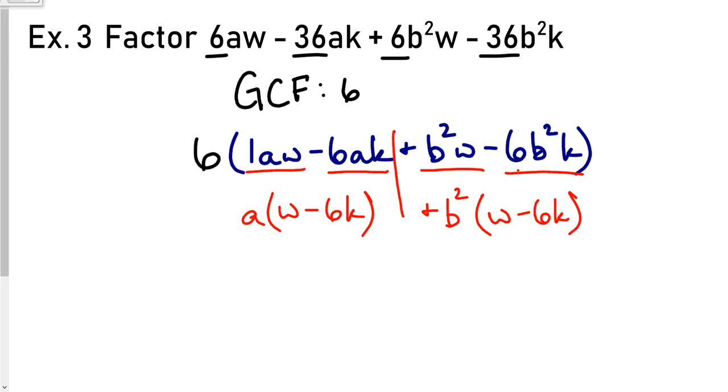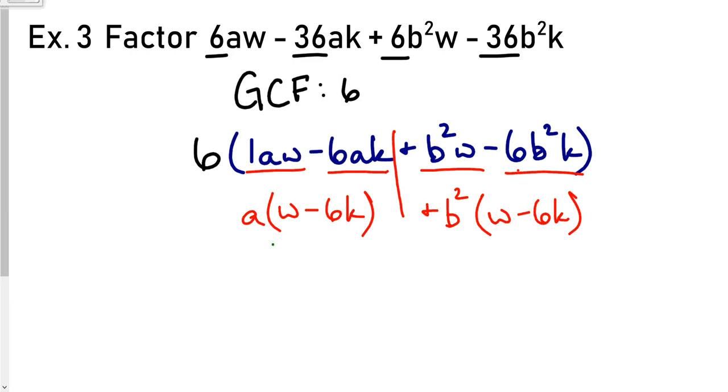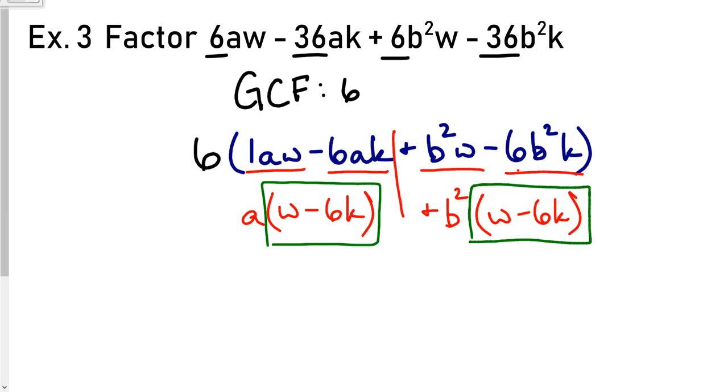So guess what I can do? That's right, ladies and gentlemen, grouping. So we got w minus 6k, we got w minus 6k. So that's the GCF of this whole red thing here. Okay, so we got w minus 6k. All right, and then what's the other part? a plus b squared.